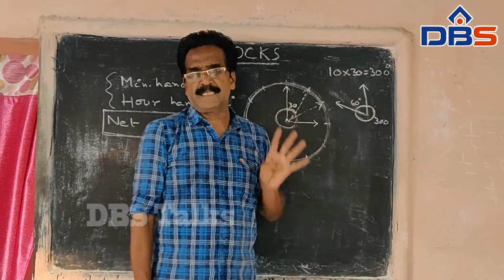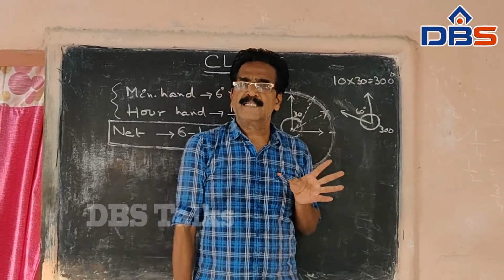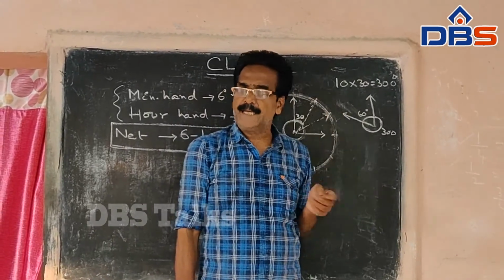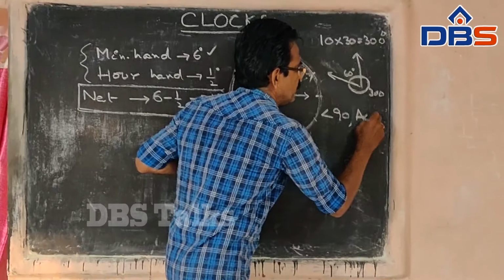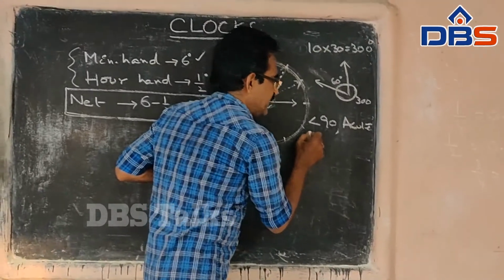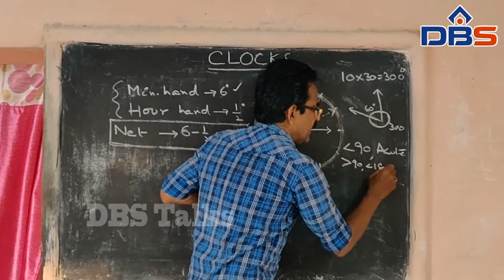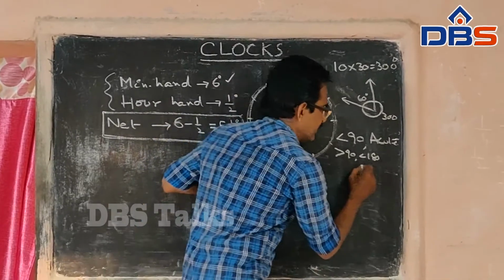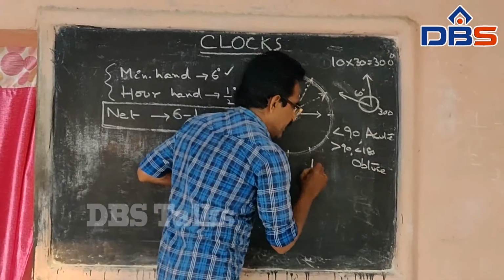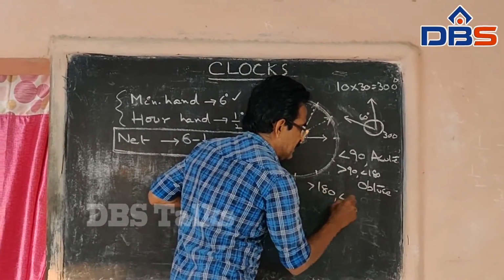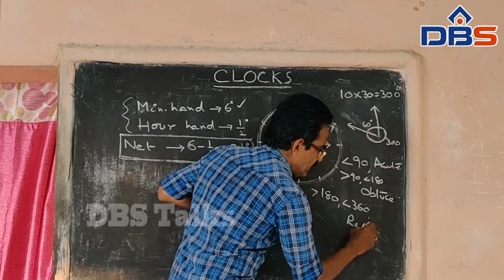We have four types of angles. If the angle is less than 90 degrees, then it is called an acute angle. If it is greater than 90 and less than 180, that angle is called an obtuse angle. And if the angle is greater than 180 and less than 360, then the angle is called a reflex angle.